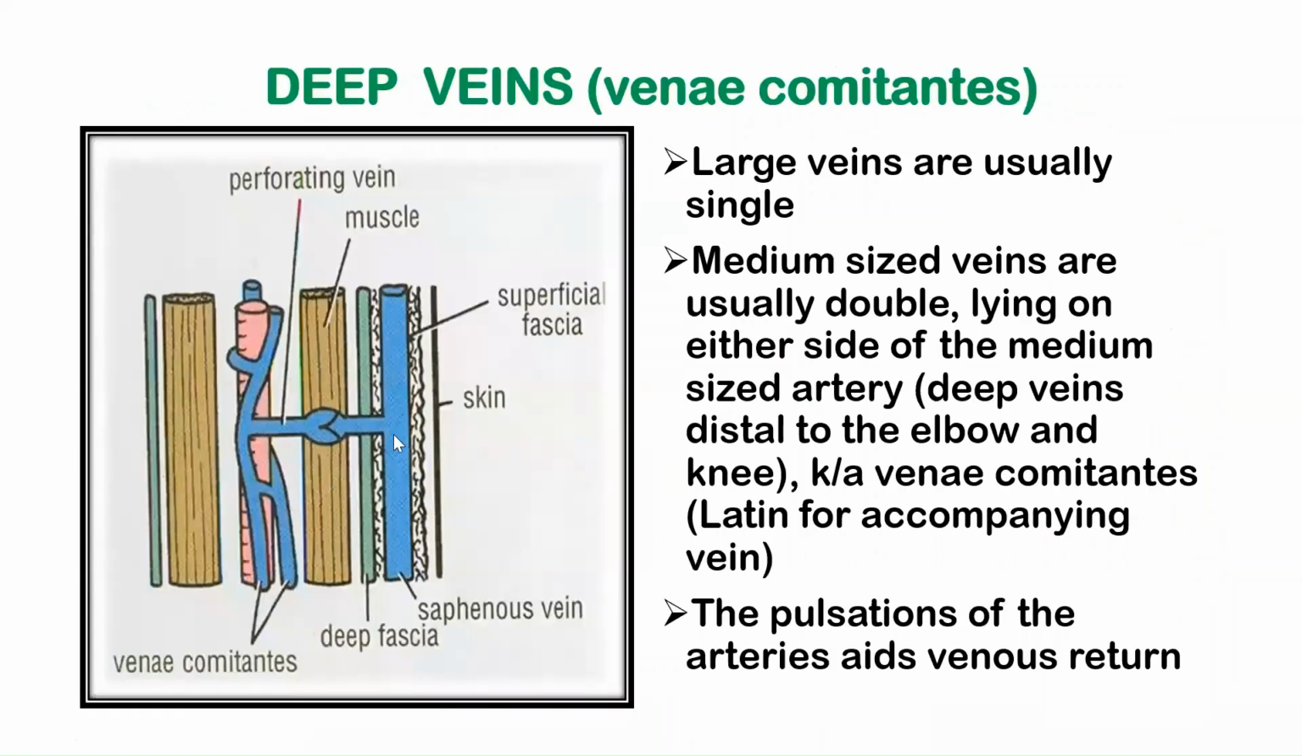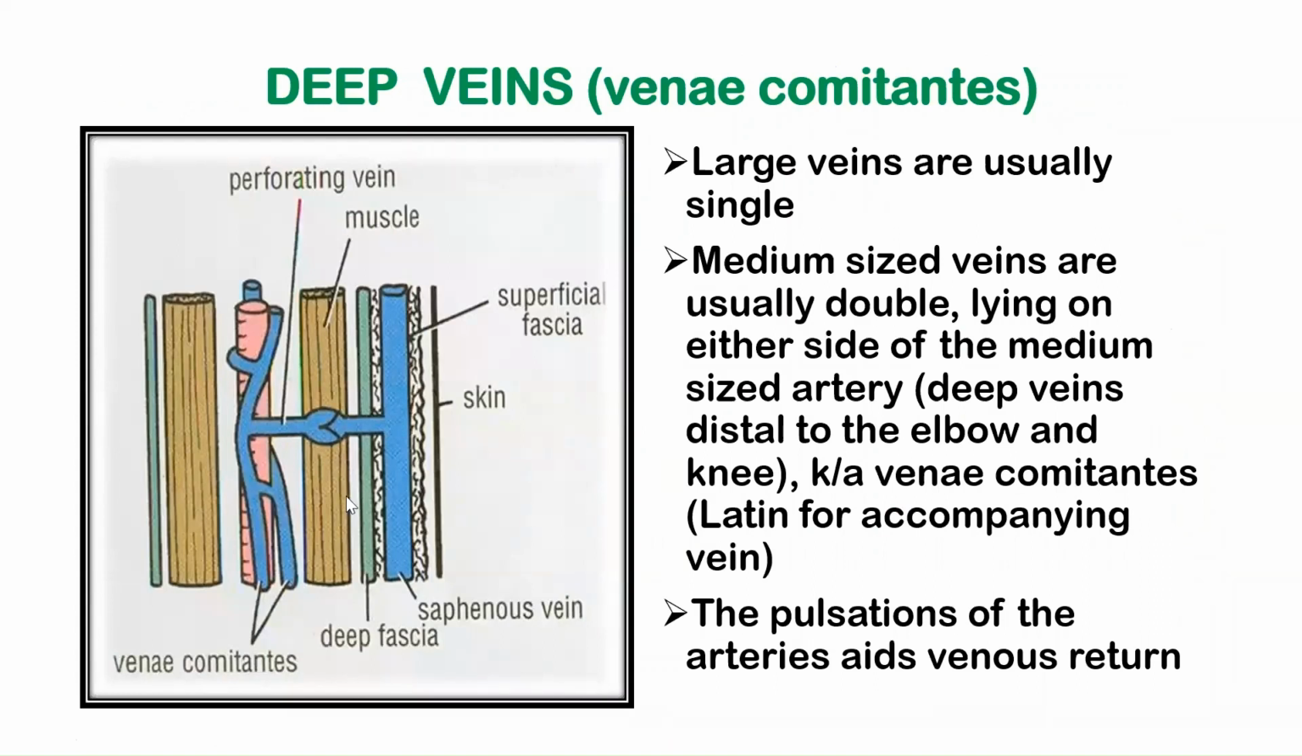The superficial veins lie in the superficial fascia, and deep to the deep fascia, we have the deep veins. The superficial veins are connected to the deep veins by means of the perforating veins. The perforating veins have valves which help in the passage of blood from the superficial veins to the deep veins. The large veins are usually single.